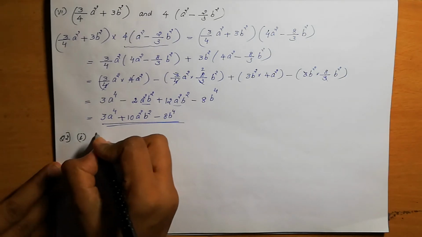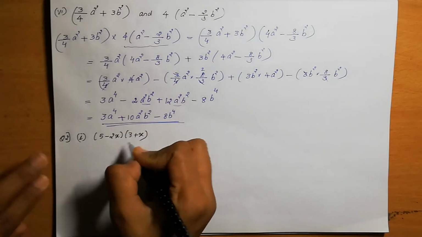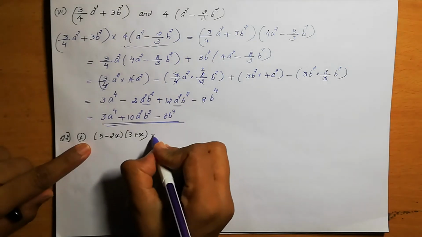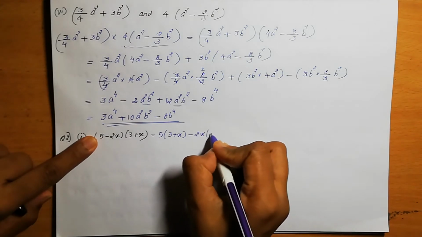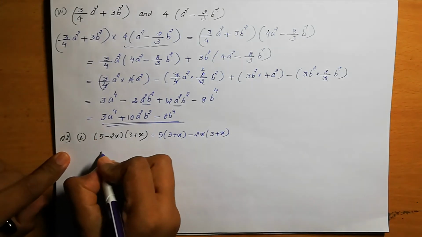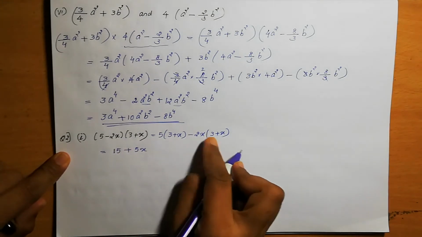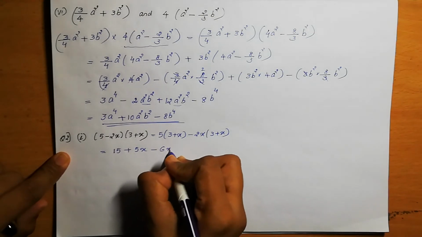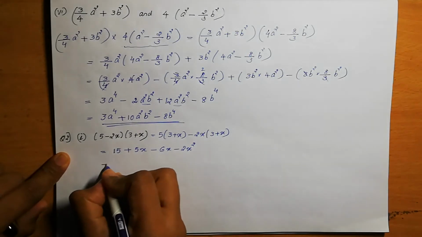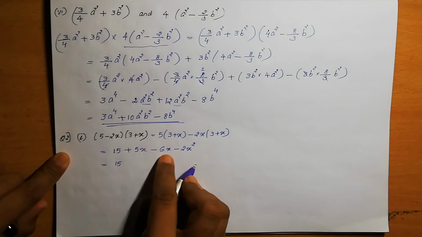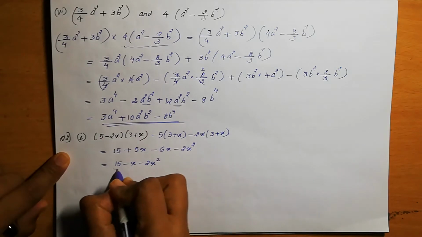First one is (5 minus 2x) into (3 plus x). The same way we need to find the product. So 5 into the second term (3 plus x), minus 2x into (3 plus x). So that is equal to 5 into 3 is 15 plus 5 into x is 5x minus 2x into 3 is minus 6x minus 2x into x is minus 2 x square, right? So that is equal to 15, 5x minus 6x is minus x, minus 2 x square. Answer.